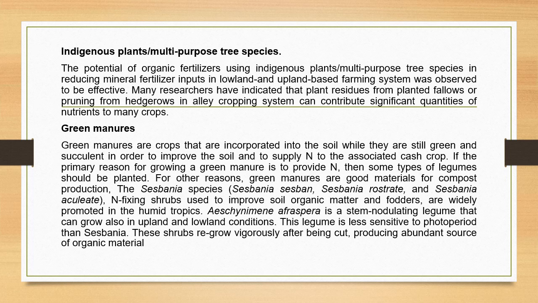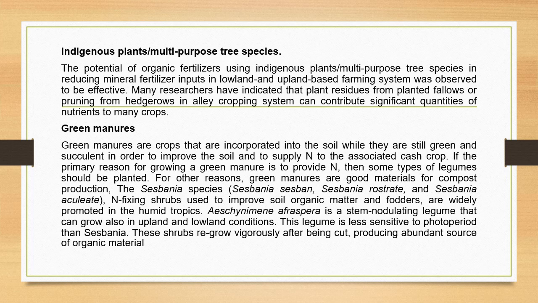Green manures. Green manures are crops that are incorporated into the soil while they are still green and succulent in order to improve the soil and to supply nutrients to the associated cash crop. If the primary reason for growing a green manure is to provide N, then types of legumes should be planted. For other reasons, green manures are good materials for compost production.